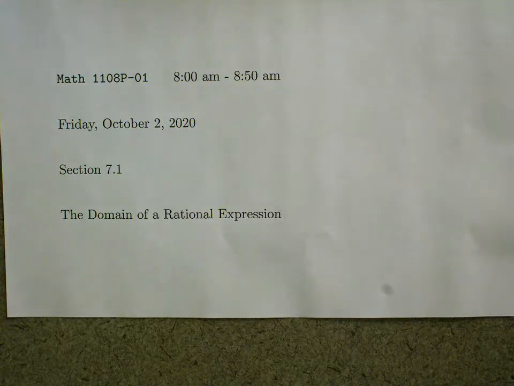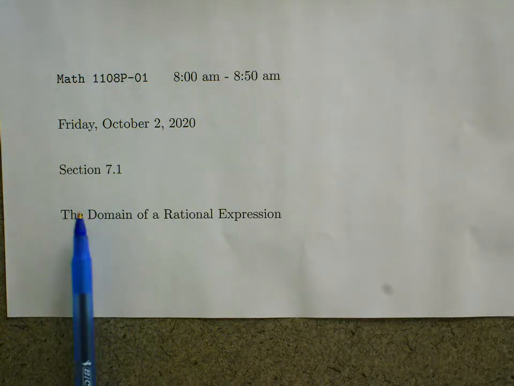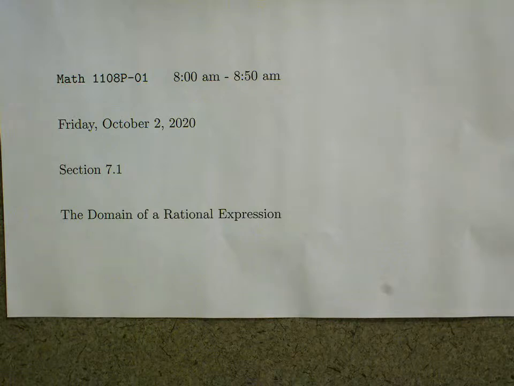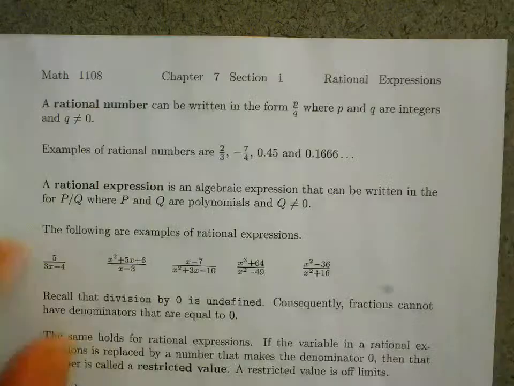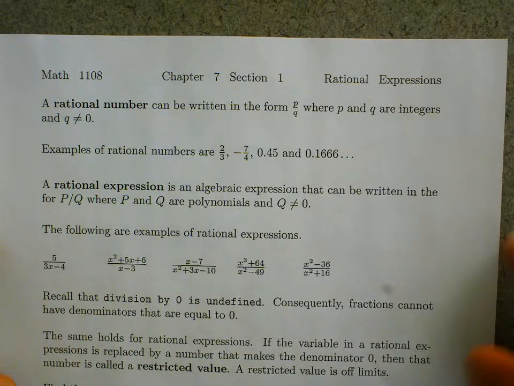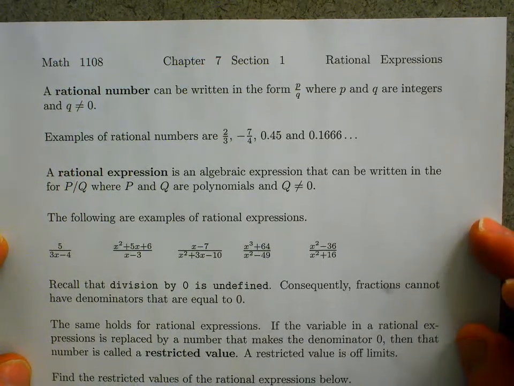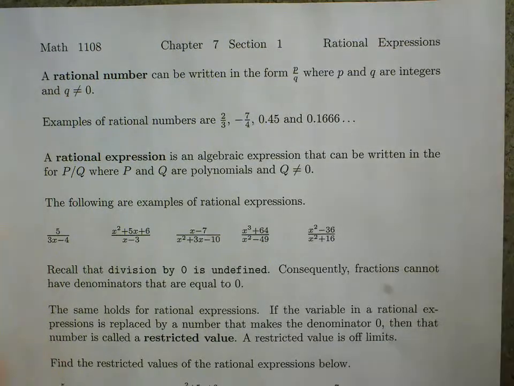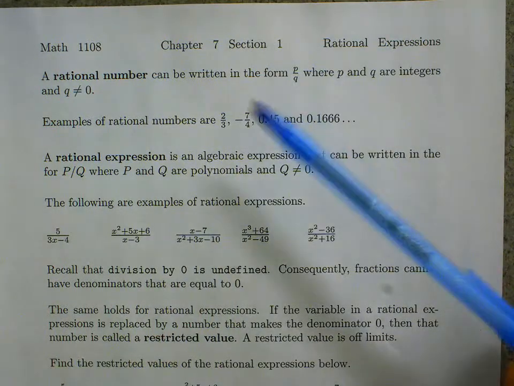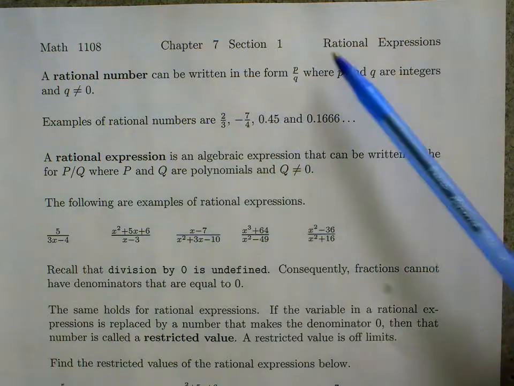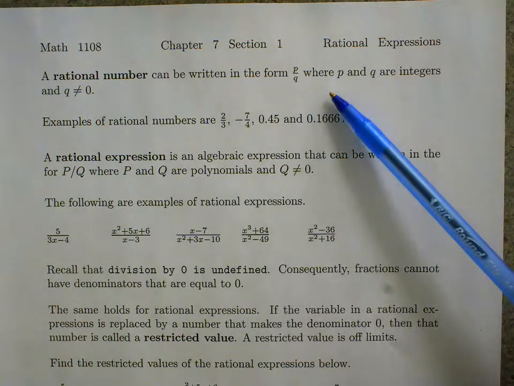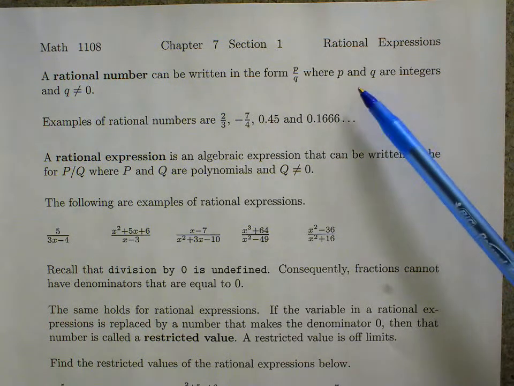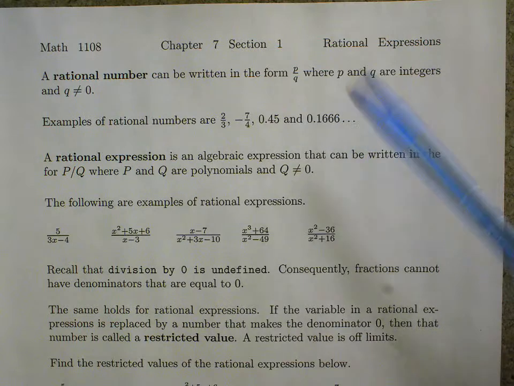We'll be in Chapter 7, Section 1 today, the domain of a rational expression. We'll first review what a rational number is. A rational number can be written in the form P over Q, where P and Q are integers, and Q does not equal 0.